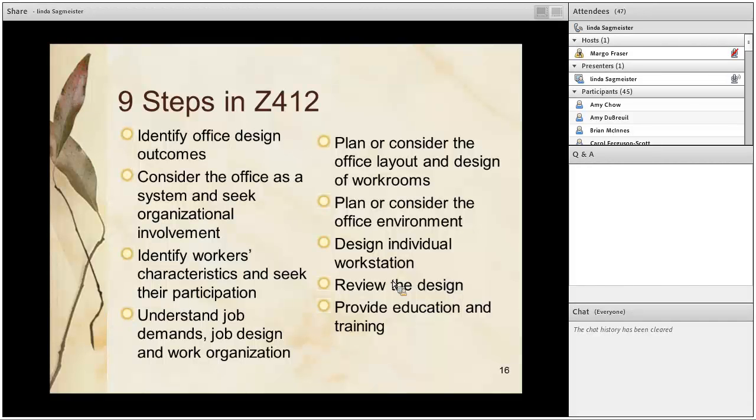So this is clearly a process that people need to go through. It's not just, "How high should my chair be?" Although that's in there as well, it's in amongst all the other important information.